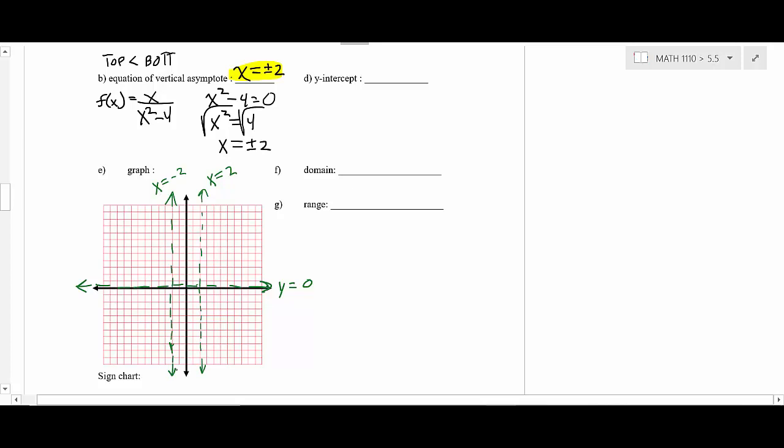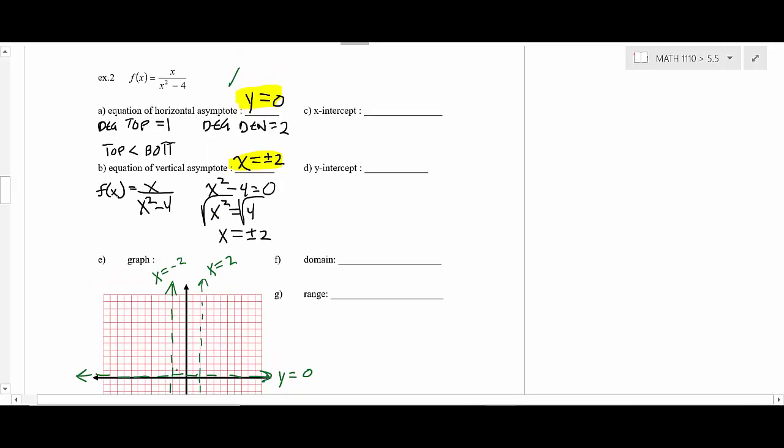So one of the things you know already is when you're out here, the graph's going to level off at 0. Now it could be above, it could be below. That's what the sign chart does. When you're way out here, the graph's going to level off, but it could be above or below. And again, that's what the sign chart is going to help you determine. Okay, let's go to the next thing, x-intercept.